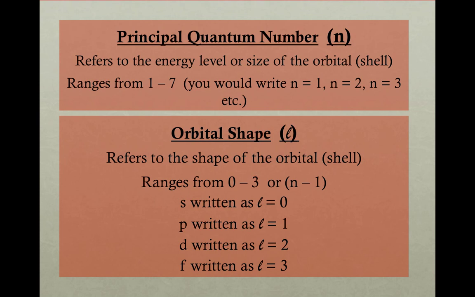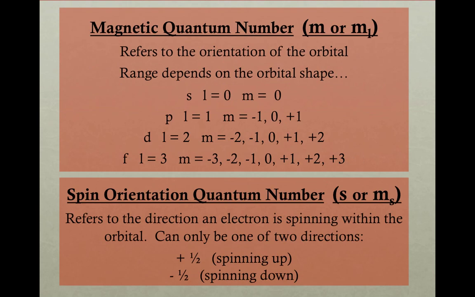So you're just basically going to write, if it's a 1s orbital, n is 1. So you're just going to write a 1. If it's a 2s, you write a 2, and so forth. l is the shape, so the s, p, d, and f shape. The range of values is 0 to 3, or you can think of it as the principal quantum number minus 1. So what that means is the number value for an s orbital is 0. Then it just goes up from there. p is 1, d is 2, f is 3.